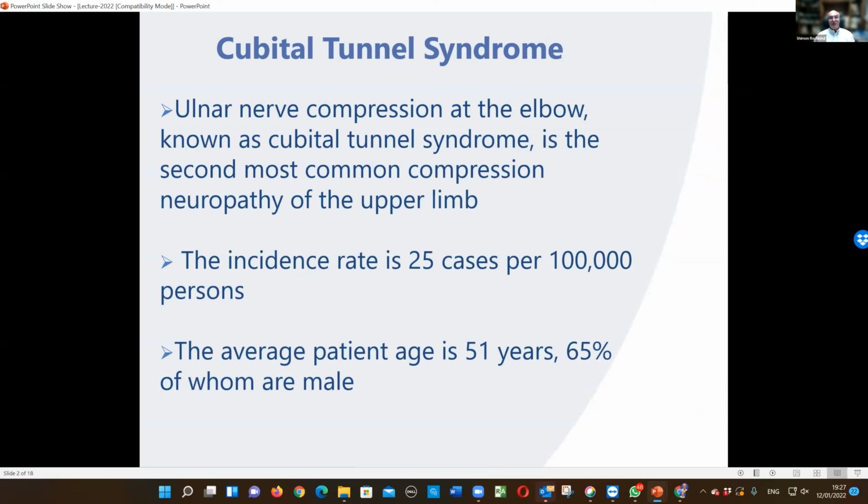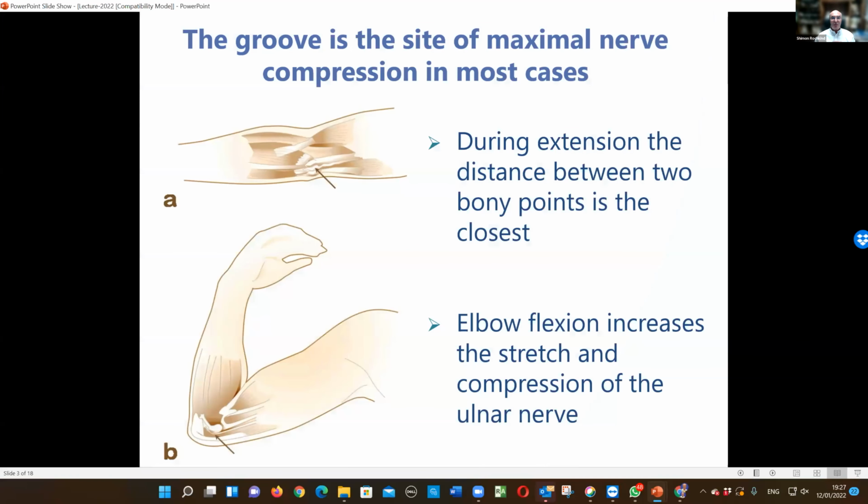Ulnar nerve compression at the elbow, or cubital syndrome, is the second most common compression neuropathy of the upper limb. It's 25 cases per 100,000 persons, and average age is 51 years, 65 percent of them male. The groove is the site of maximal nerve compression in most cases. During extension, the distance between two bony points is closed. Elbow flexion increases the strain and compression of the ulnar nerve.